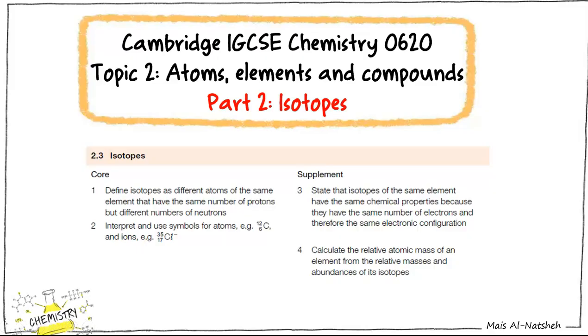In this video we will go through topic 2, atoms, elements and compounds. Part 2, isotopes for Cambridge IGCSE Chemistry syllabus 0620.